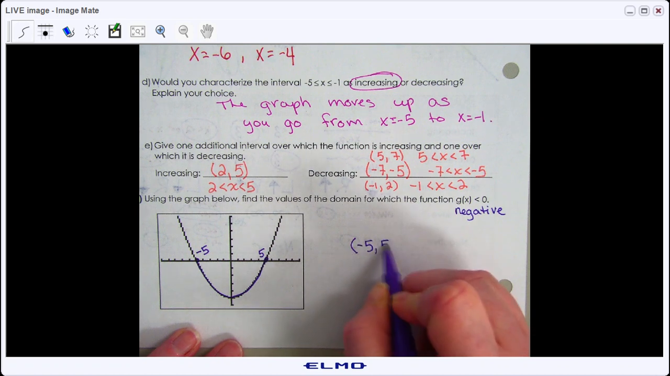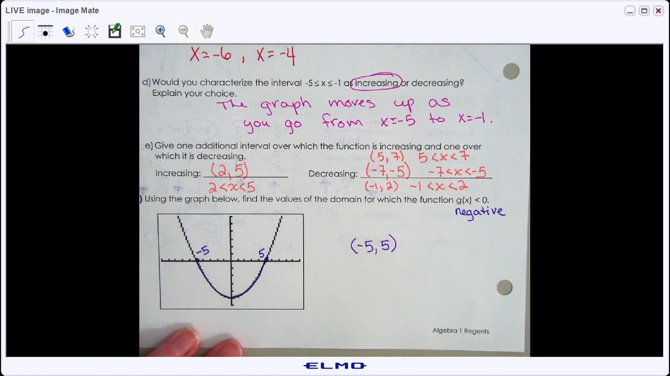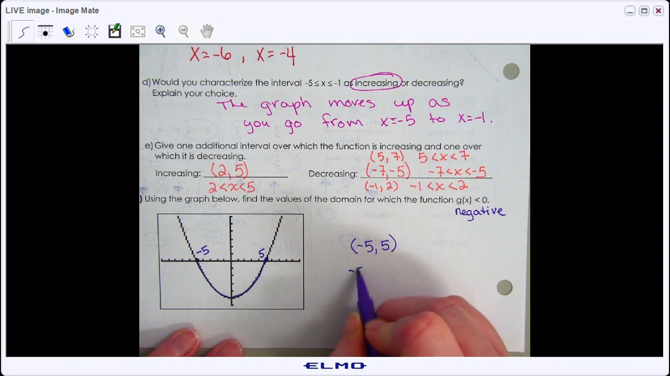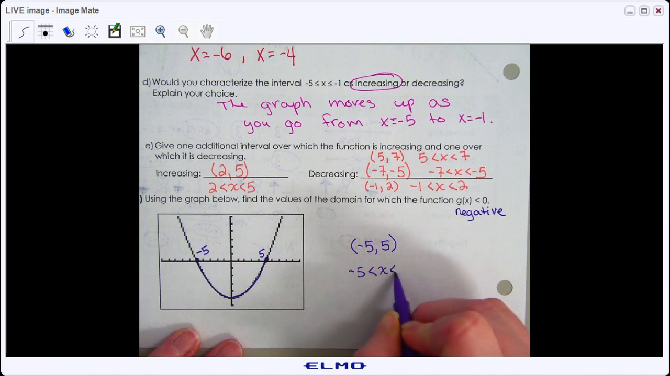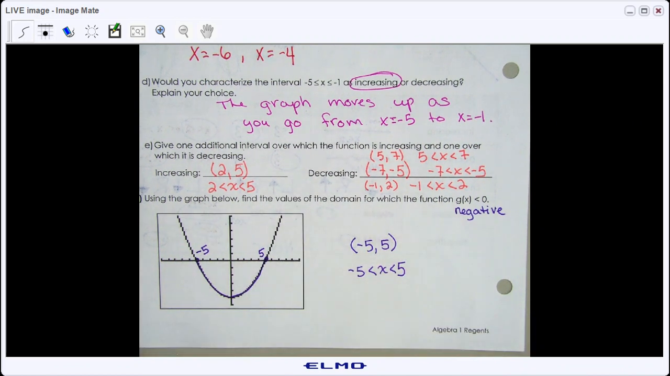So we have two ways of writing it, either interval notation or inequality notation. Either one, it doesn't matter which one, as long as one of those is there. So those are our key features.